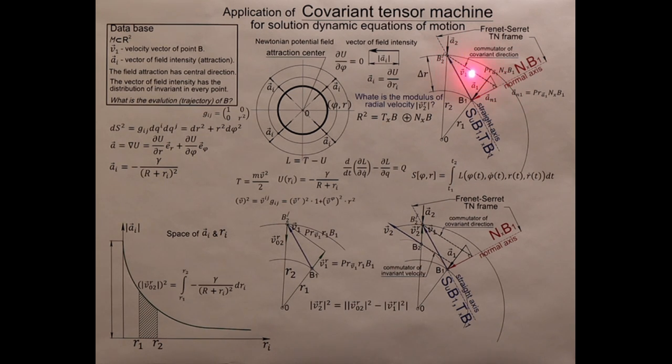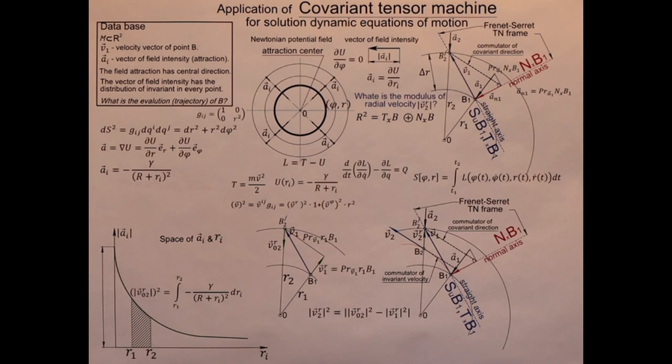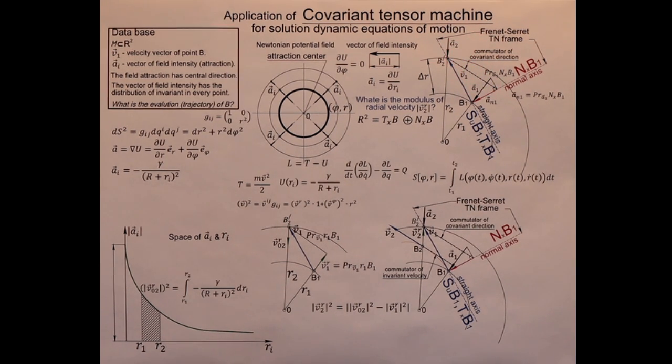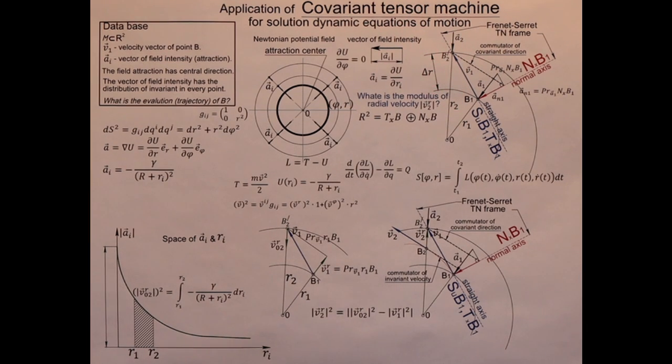And I have the commutator of covariant direction. Again, this line is the commutator of covariant direction. In other words, it is the generalized direction of the future speed v2. In other words, it is the radial commutator, as shown earlier.